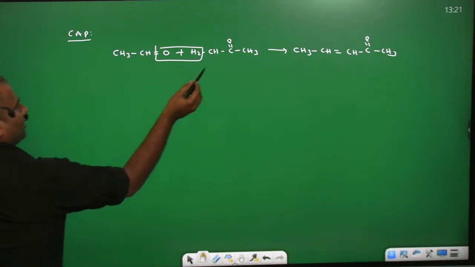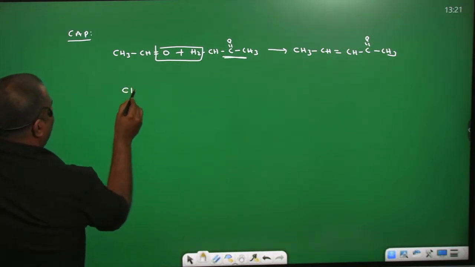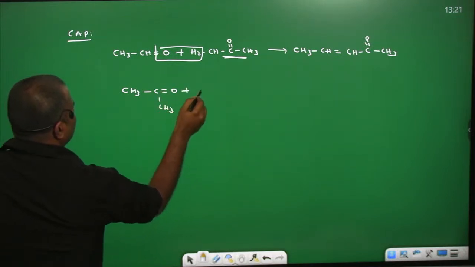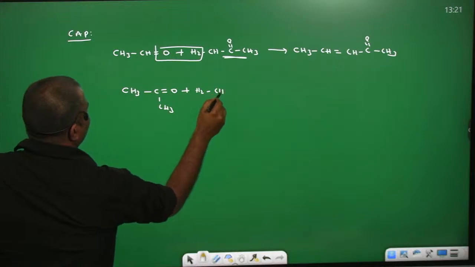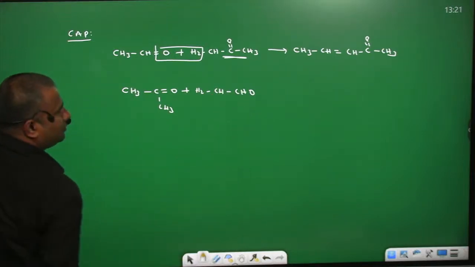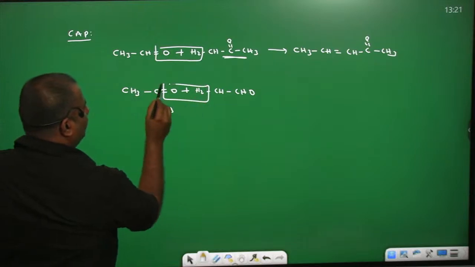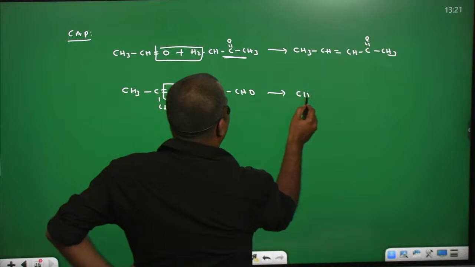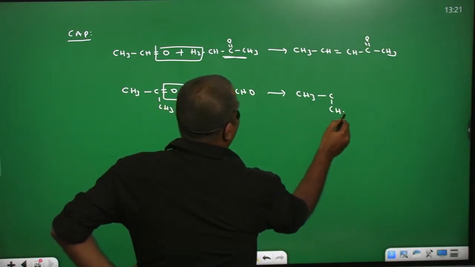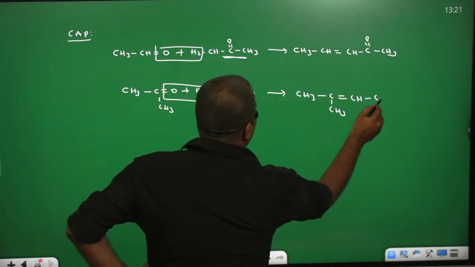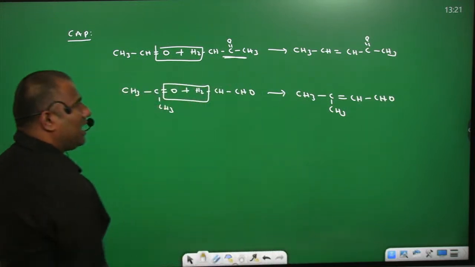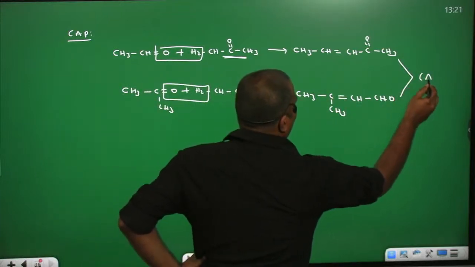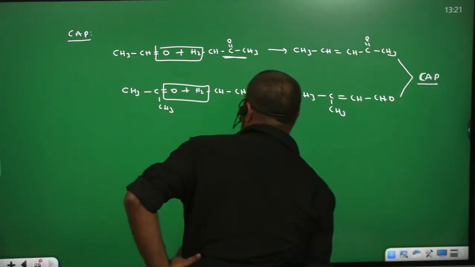Now let me remove oxygen from this molecule, acetone. So how am I writing it? CH3, C double bond O, CH3. This is H2CHCHO, acetaldehyde. We can remove an H2O molecule from this, and you can write another possibility, CH3C CH3 double bond CHCHO. This is another possible crossed aldol product. So we can have 2 crossed aldol products.